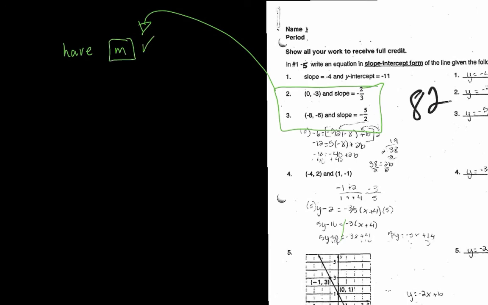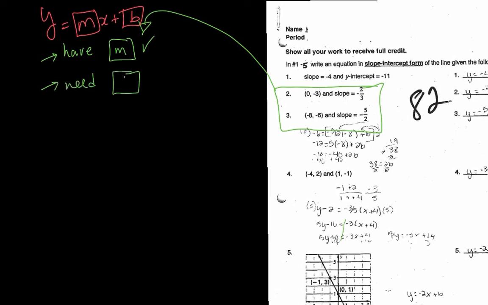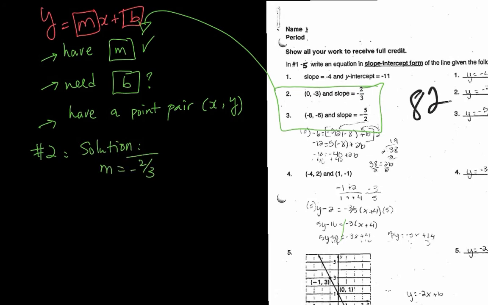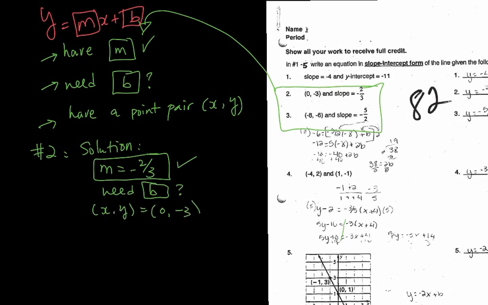So let's load up the test and go back to solve that case A. For this particular one, let's just do number 2. To remind you again, in y equals mx plus b, we have m, don't have b, but we have a point. For number 2, we're given m is -2/3, we need to find b, the y-intercept, and we're given the point (0, -3).